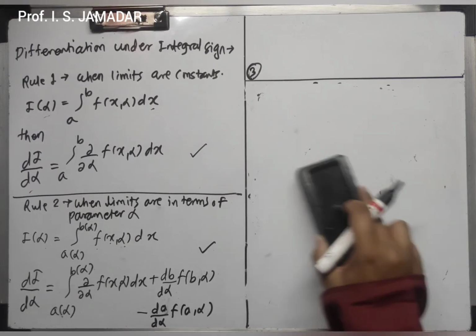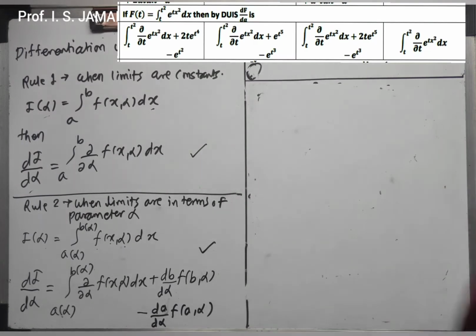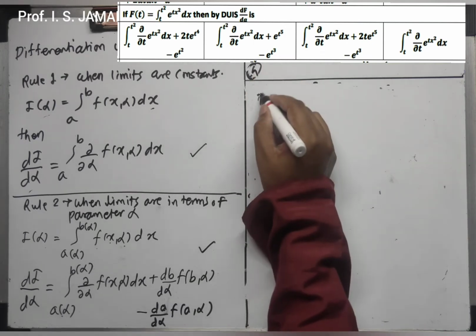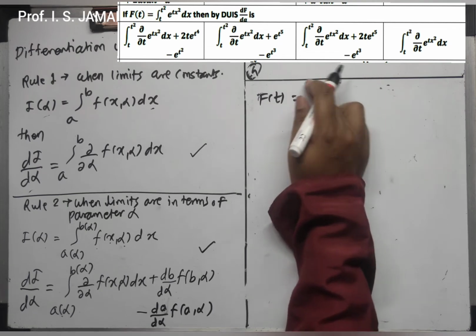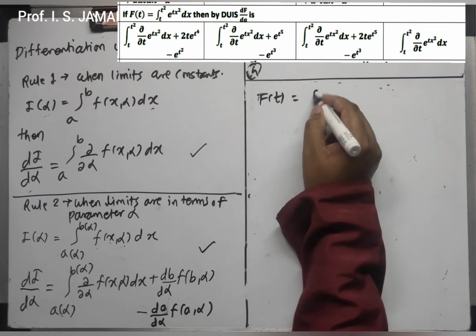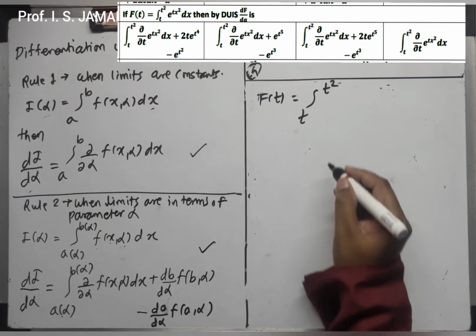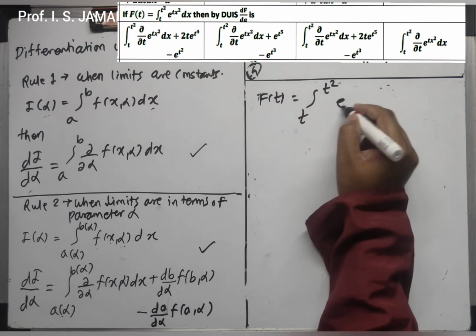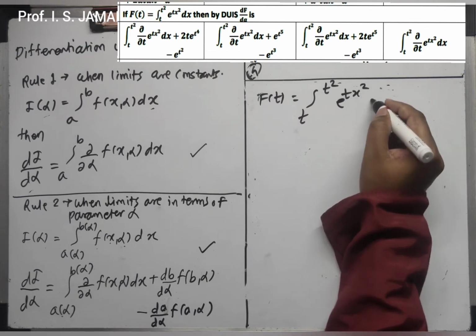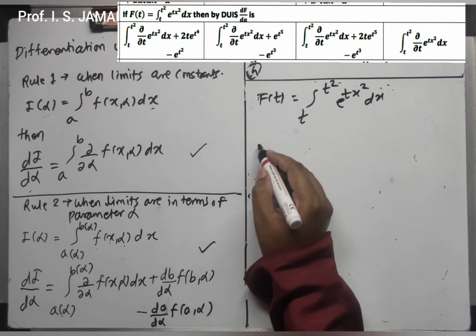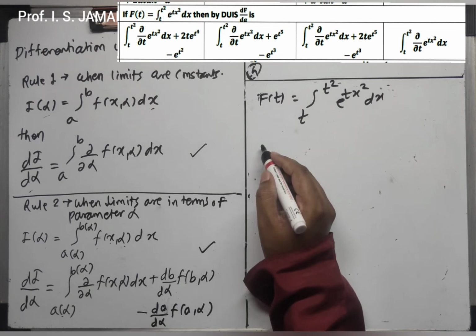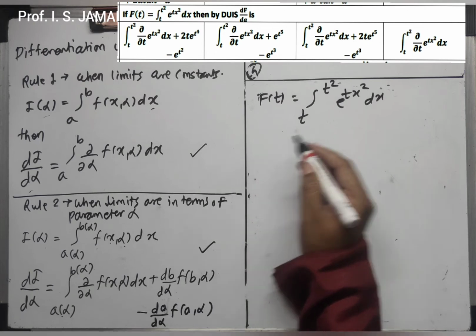Question number 4. F of t is equal to integration t to t square e raised to tx square dx. Then what is df by dt?